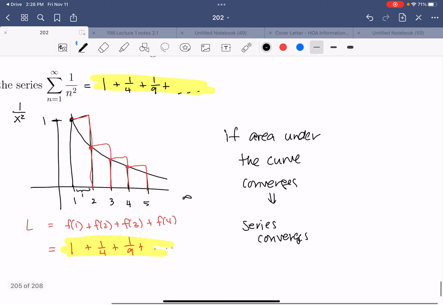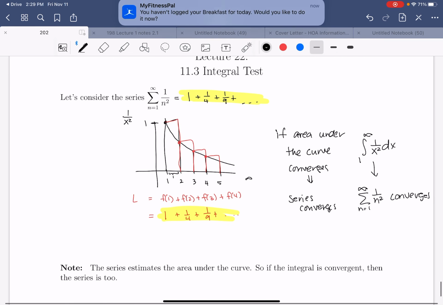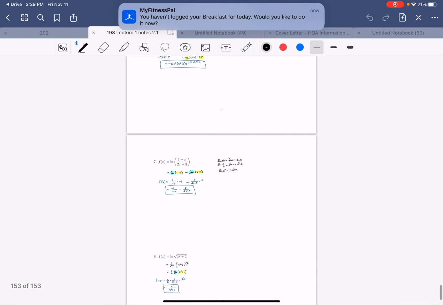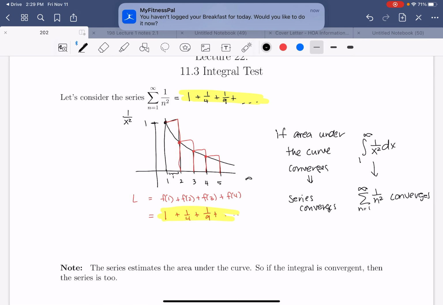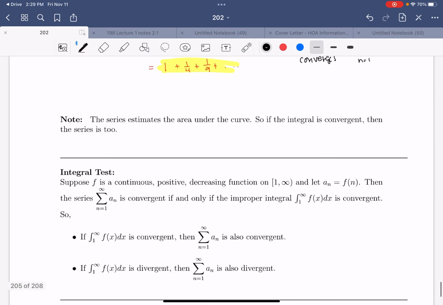But what is the area under the curve? The area under the curve is the integral from 1 to infinity of the function 1 over x squared dx. So if that converges, then the series n equals 1 to infinity of 1 over n squared converges. And that's the basis for our integral test. Essentially, if we look at the integral of the corresponding function to our series, and that converges, then our series converges. And that's what our integral test says.